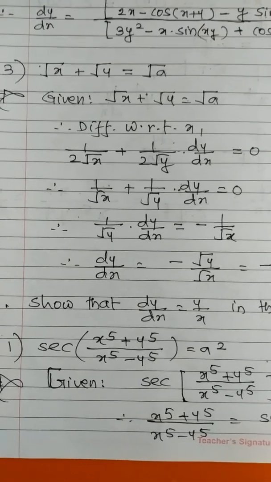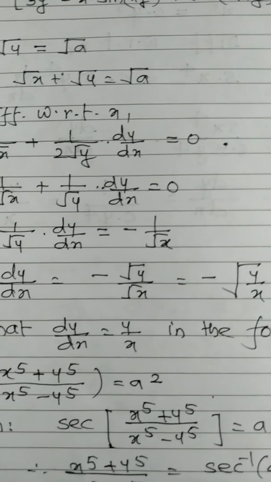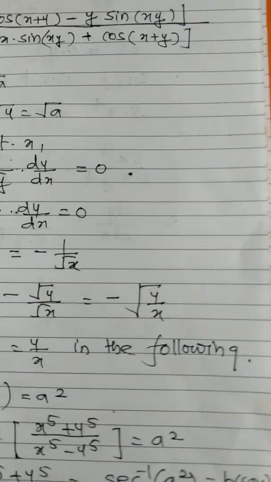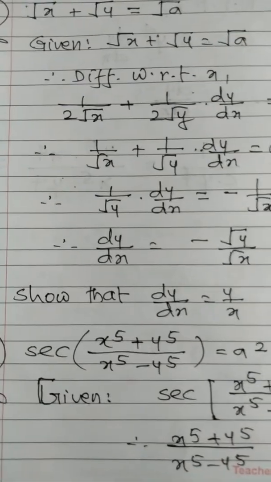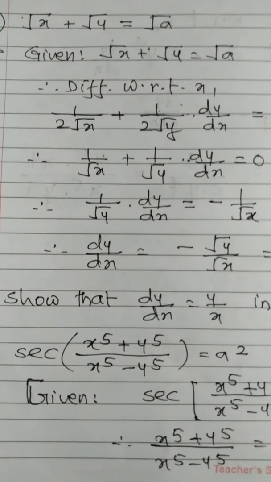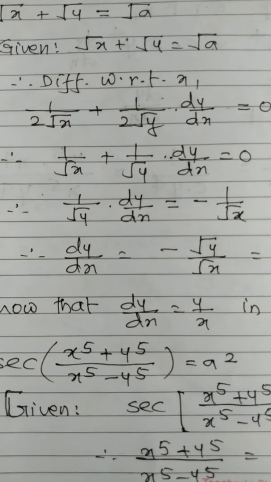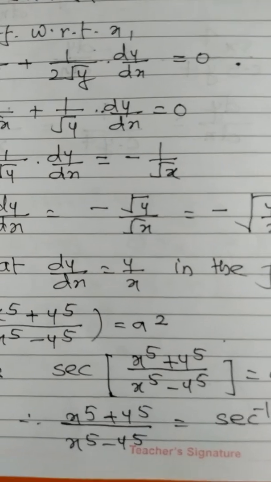Now the next question we have to consider: show that dy/dx equals y/x in the following cases. There are a number of questions, out of which we have to solve one of them. sec of (x^5 + y^5)/(x^5 - y^5) equals a^2.